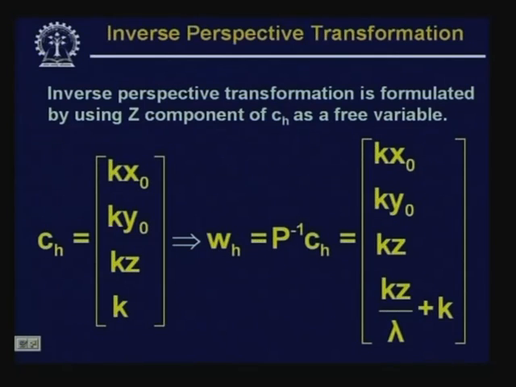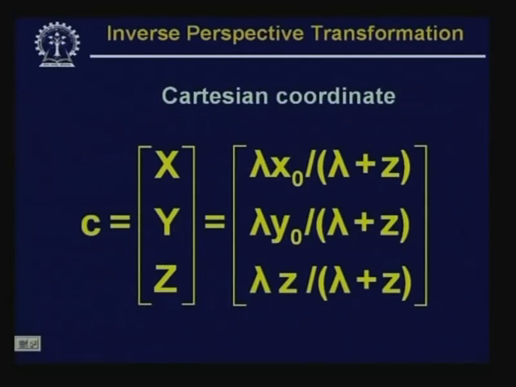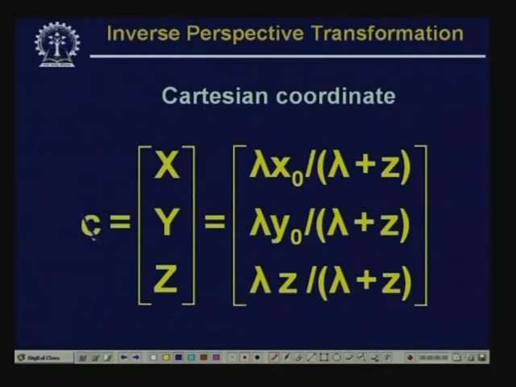And as we have said earlier, for this conversion we have to divide all the components with the last component. So, in this case, k x naught, k y naught and k z, all of them will be divided by k z by lambda plus k. After doing this division, what I get in the Cartesian coordinate system is, sorry, here it is not C, it should be W. So, W equal to X Y Z, which is equal to lambda x naught divided by lambda plus z, lambda y naught divided by lambda plus z, and lambda z divided by lambda plus z.